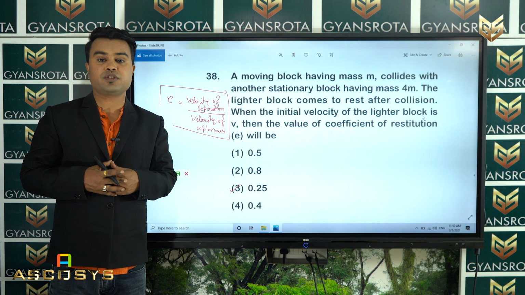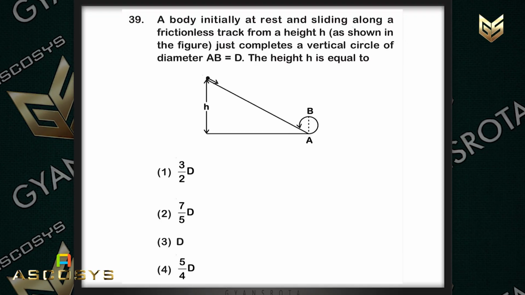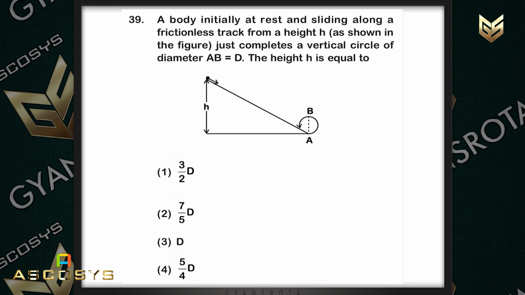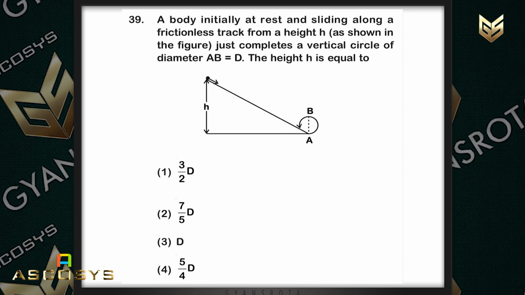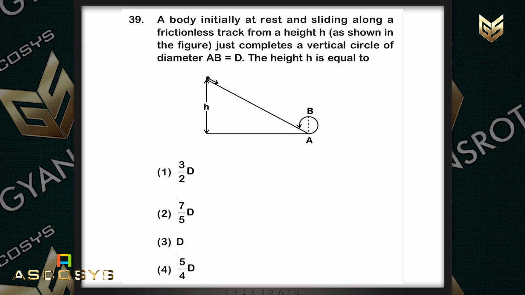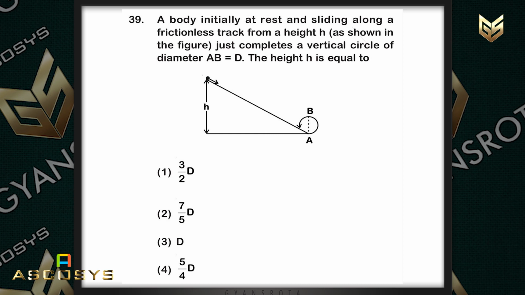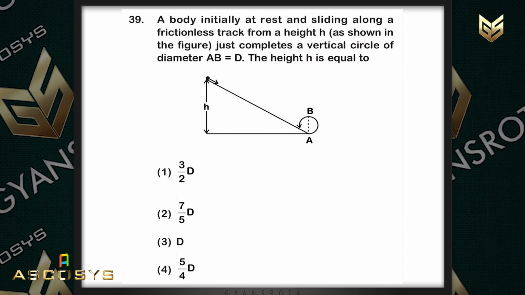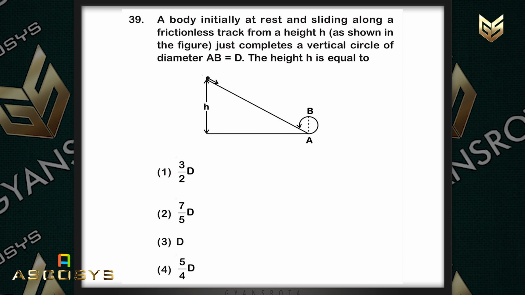Now let us move to the next question, question number 39. A body initially at rest and sliding along a frictionless track from a height h, as shown in the figure, just completes a vertical circle of diameter AB equal to d. You need to calculate the height h.